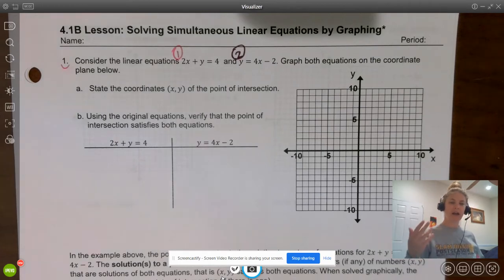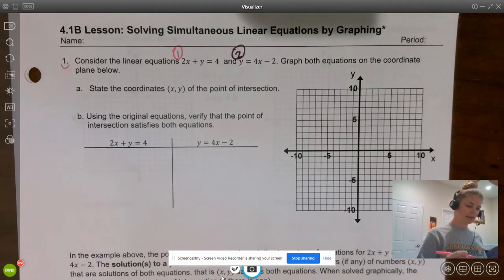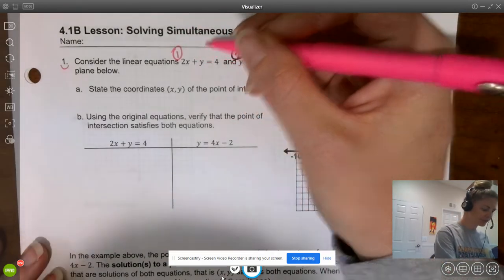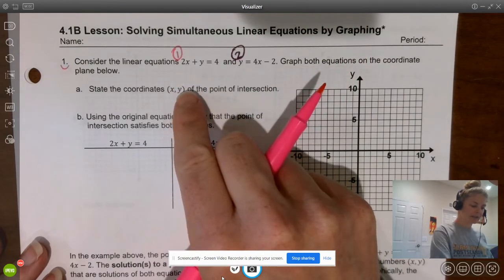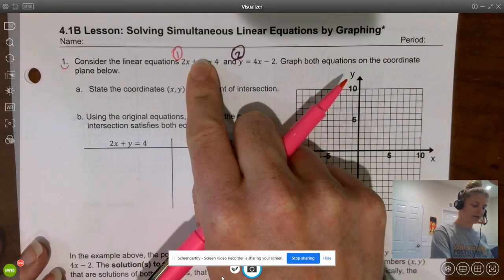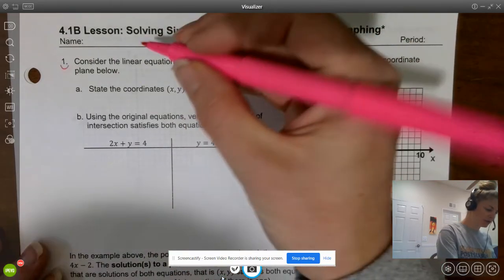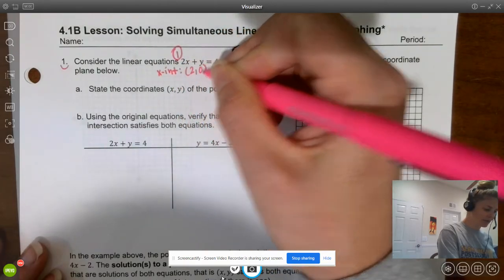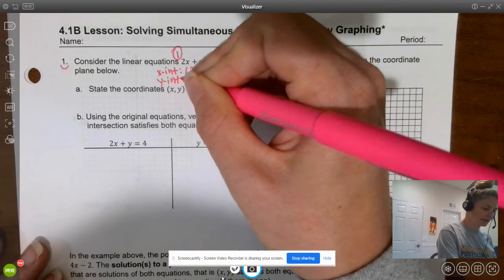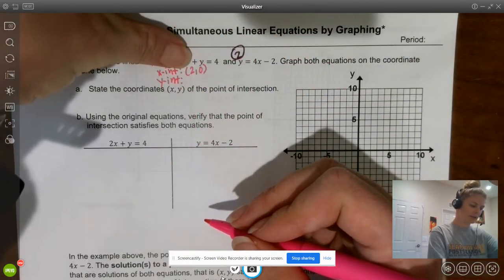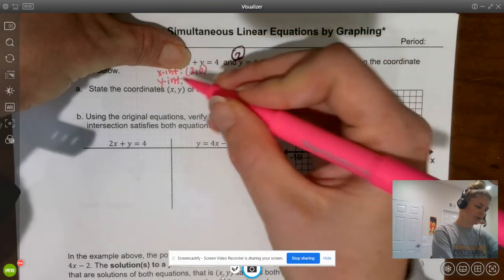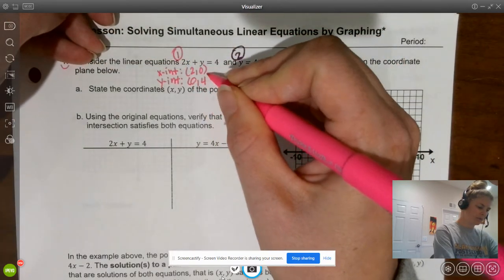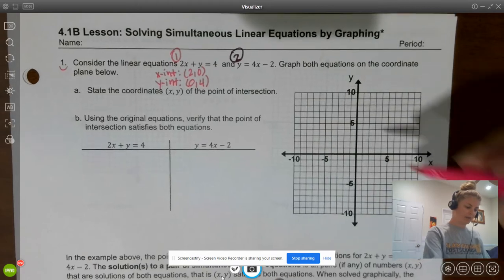If I'm taking a look at equation 1, I notice it's written in standard form. So I'm going to graph it using my x and y intercepts. For the x-intercept, your y is 0. My x-intercept is going to be 2 if I divide both sides by 2. So I can say x-intercept 2 comma 0. And for my y-intercept, your x is 0, so that term would disappear and your y-intercept is just going to be 4. So 0 comma 4.